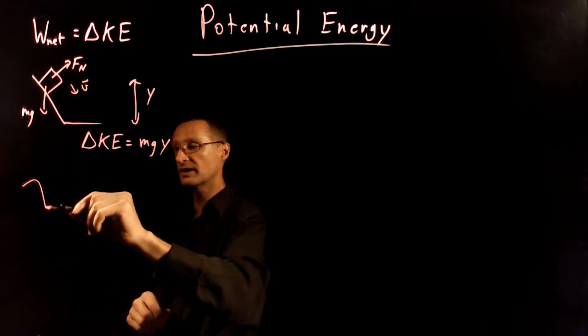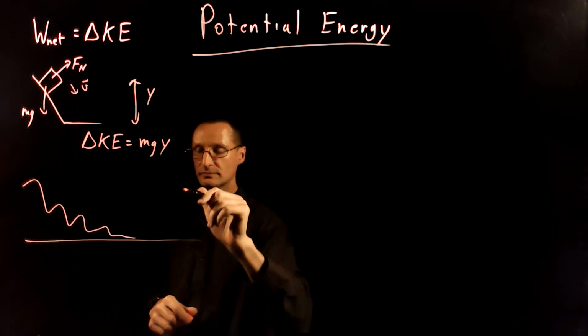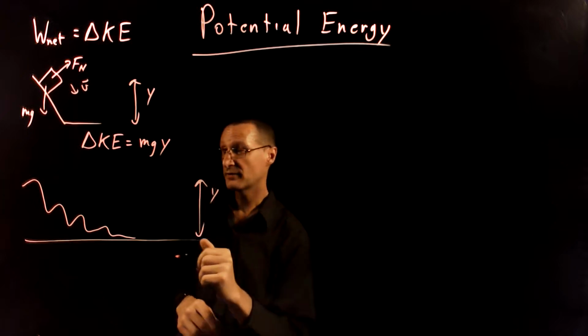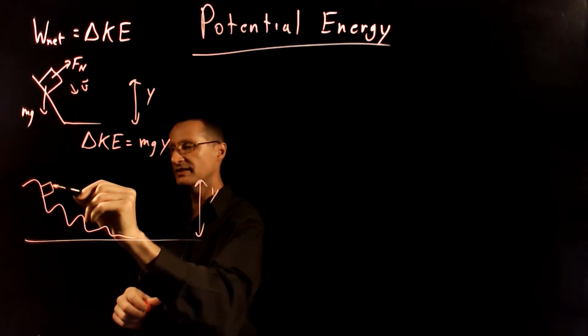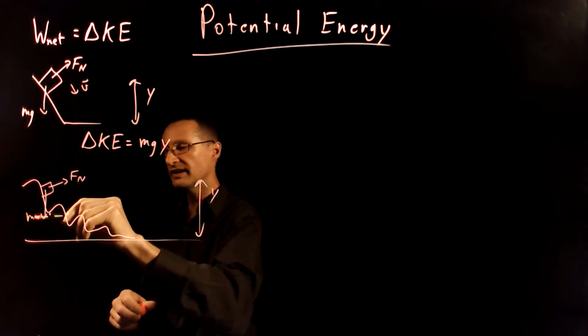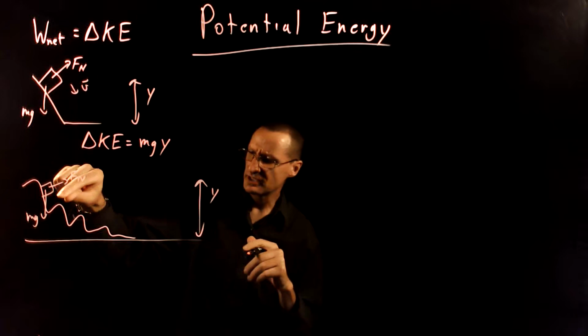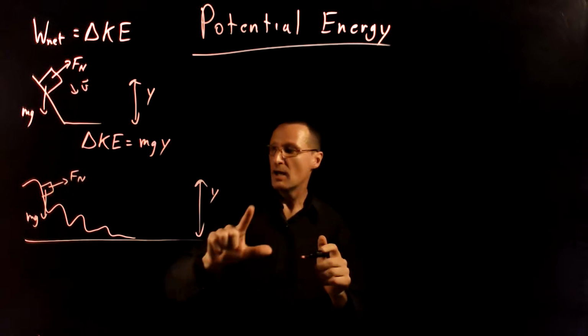Let's try another more complicated scenario. Imagine there's a hill with some waves in it. And again, we're going down a vertical height of y from the top. So again, we need to think about the forces acting on this. There's going to be the normal force acting, and gravity is going to point down the whole time. The direction of the normal force is going to change, though, as you go on this path, as it goes up and down and up and down.